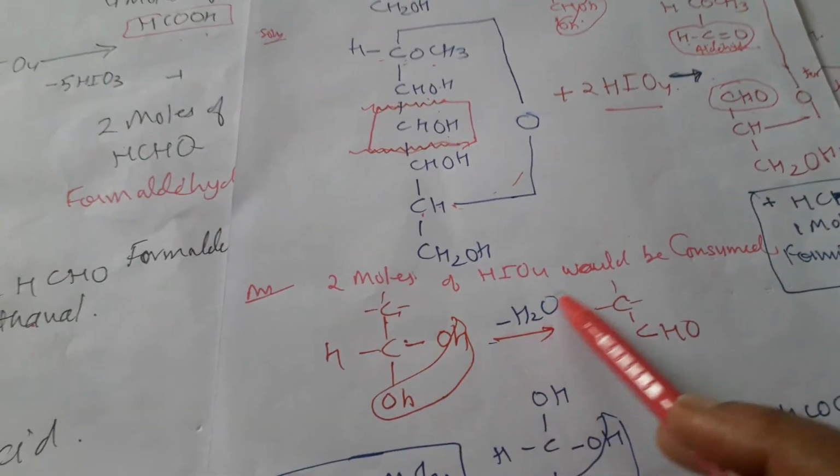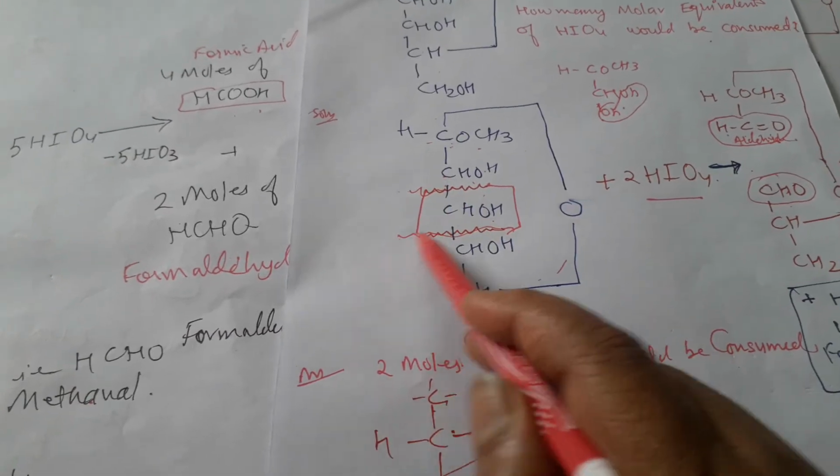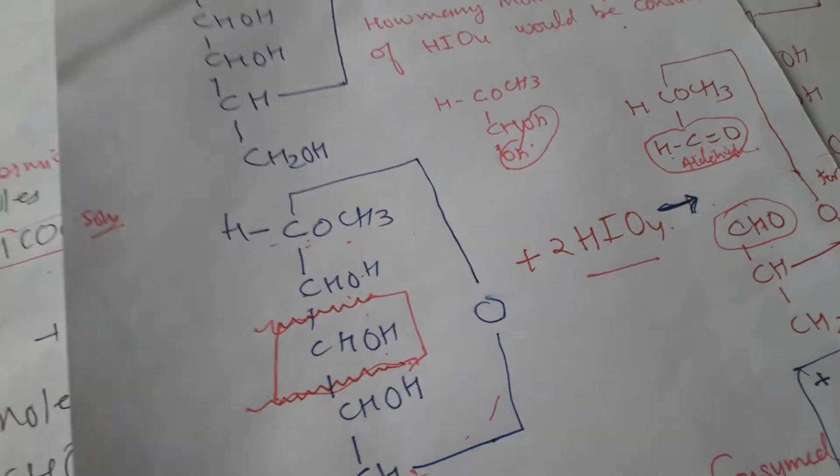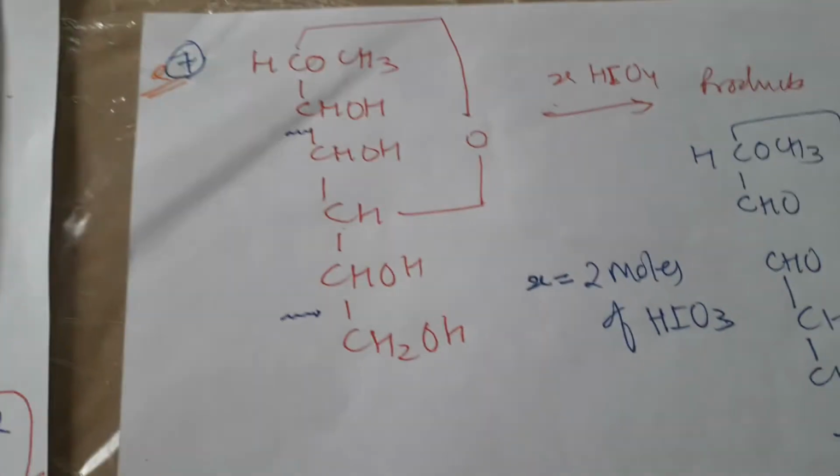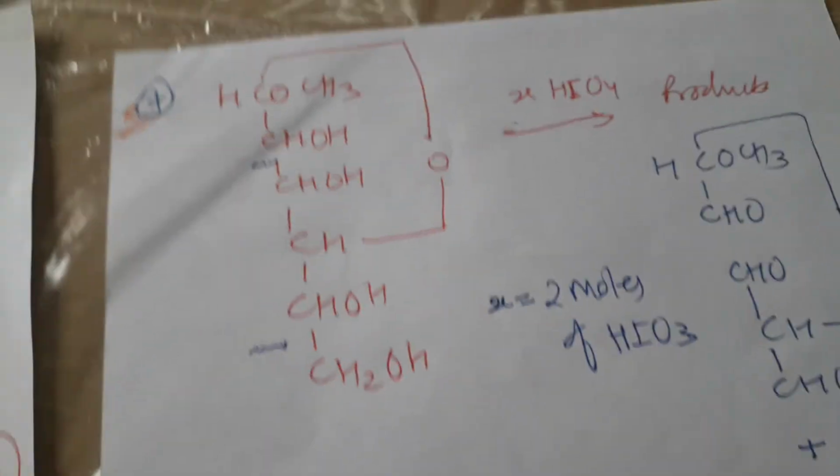So 2 moles of HIO4 would be consumed, 1 mole for this and 1 mole for this. So whenever I am making a wavy line, it means that much HIO4 must be consumed in these cases. Now, we'll do the next one. You have to draw this on your own. First you draw, then I'll explain. Okay.